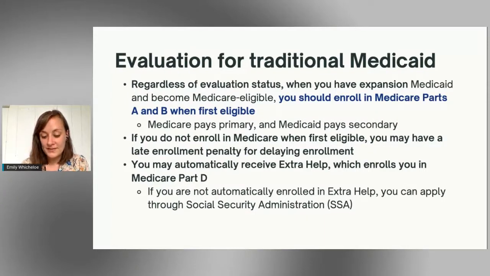Regardless of your evaluation status, when you have expansion Medicaid and you become Medicare eligible, you should enroll in Medicare Parts A and B when you're first eligible. This is important because Medicare pays primary and Medicaid pays secondary, and you'll need Medicare in order to have primary coverage. If you do not enroll in Medicare when you're first eligible, you may also have a late enrollment penalty for having delayed enrollment.